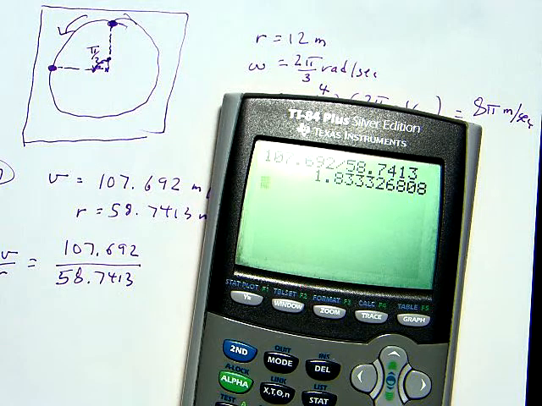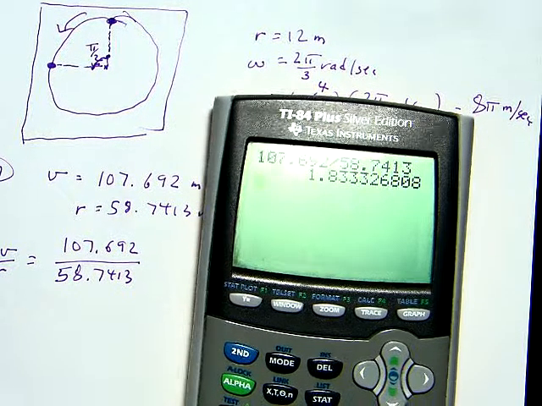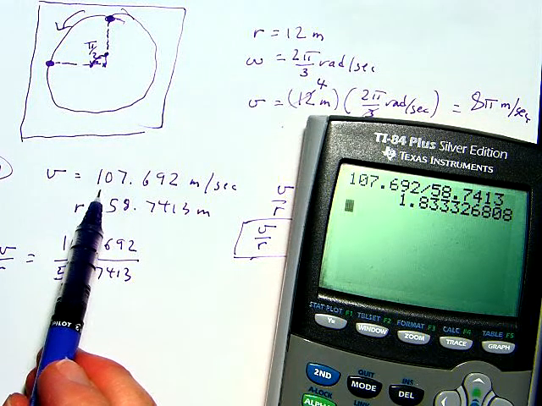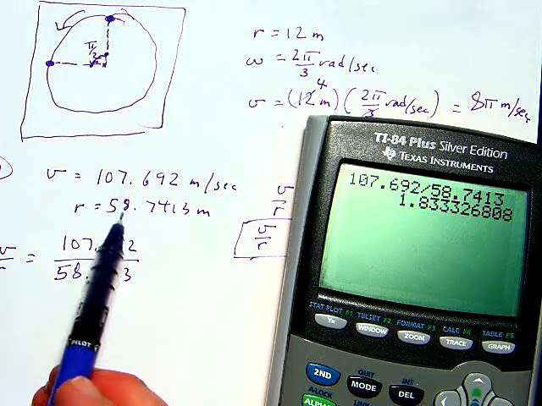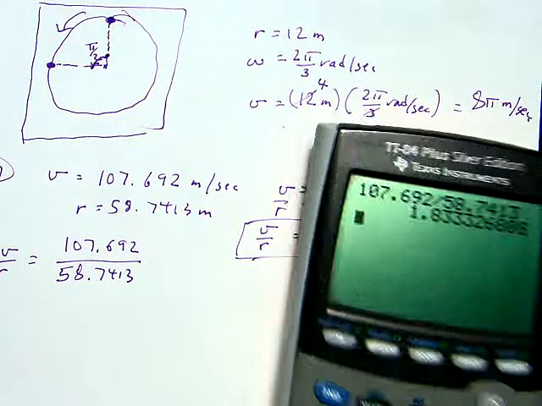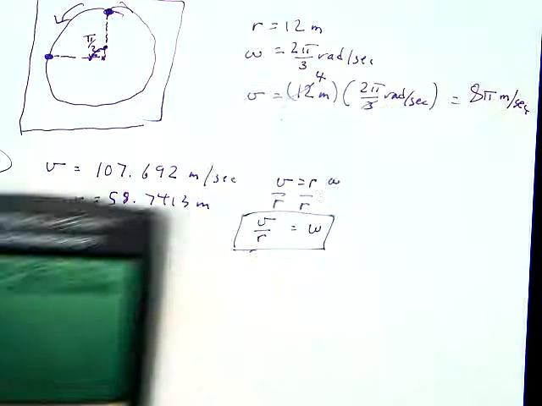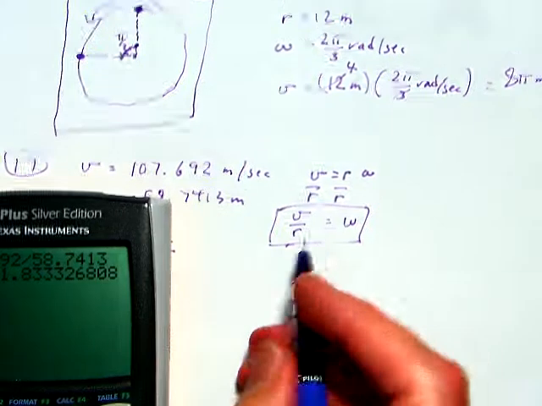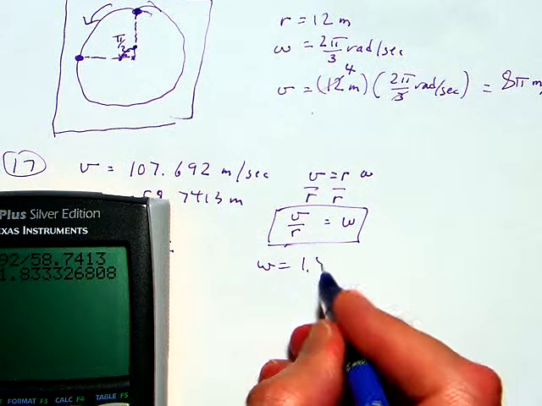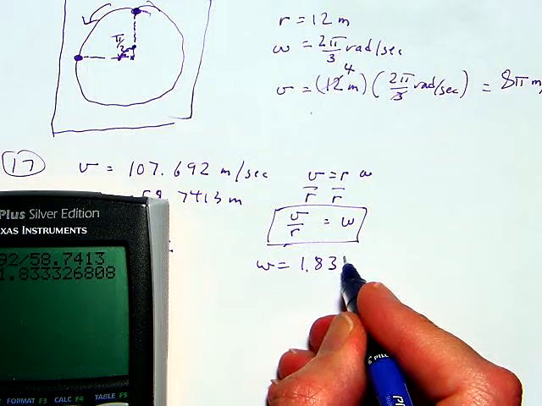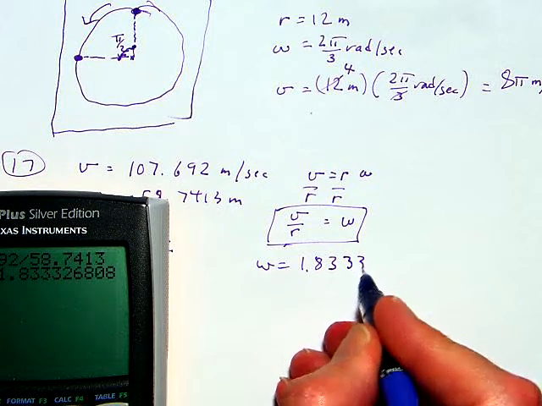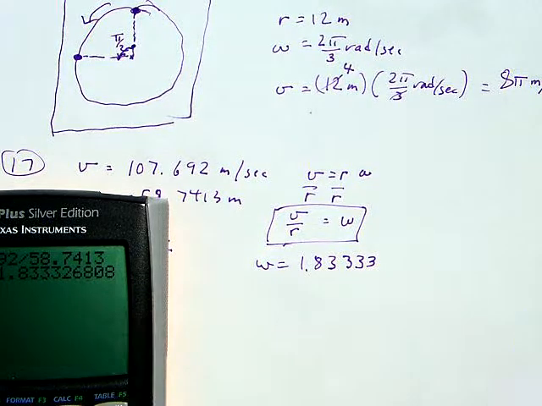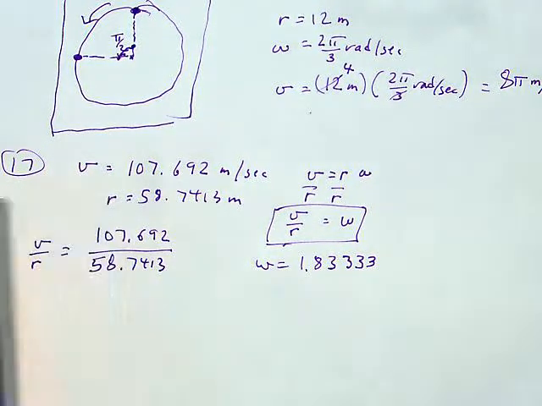And we get 1.8333 repeating. The question is, how many significant digits do we need? Let's see how many significant digits we have here: 1, 2, 3, 4, 5, 6, and 1, 2, 3, 4, 5, 6. So I'm hoping that they want 6 significant digits. That would give us omega equal to 1.83333.